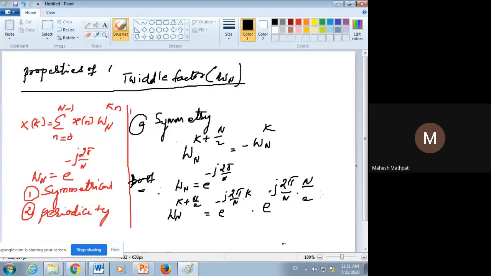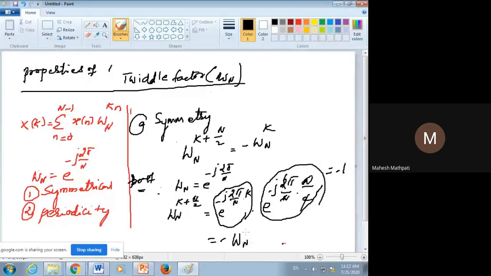Reading this point. Yes, sir. Now this N gets cancelled here. क्या बचता है यहाँ पे? N will get cancelled with this part, this 2 gets cancelled. Then e power minus j pi equals what? What is the value of this? It is minus 1. What we are writing for this? This minus sign is as it is, and for this I am writing simply WN to the power k. So this is the proof of the symmetry property.